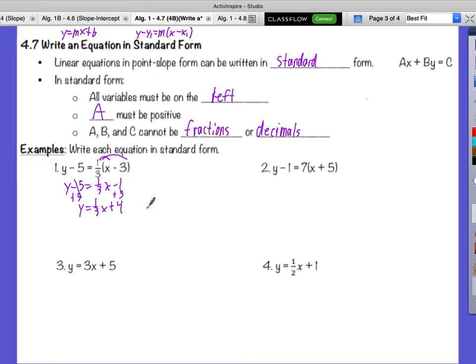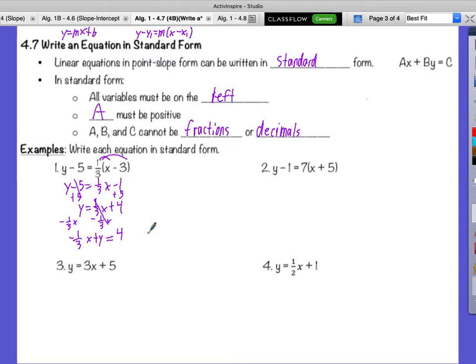If we notice in standard form, we said all the variables must be on which side? The left. But now we currently have what variable on the left side? Y. What variable do we need to get on the left side? X. We need to get that 1/3 x on the left side. How do we move the 1/3 x to the left side? Subtract it to move it. Negative 1/3 x plus y is equal to 4. So we have all the variables on the left side. Check.